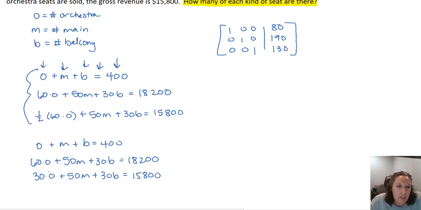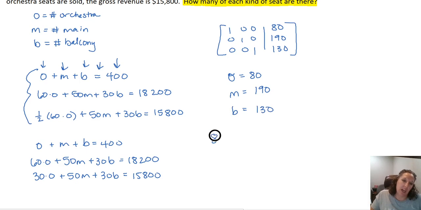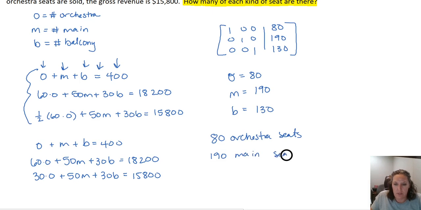So remember, our first set of numbers came from our orchestra, so we've got one orchestra, so our O equals 80. Our middle row there was our main seats, and that is 190, and then our balcony was 130. So that means we have 80 orchestra seats. 190 was the number of main seats, and 130 is the number of balcony seats.